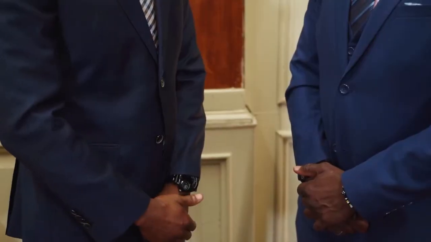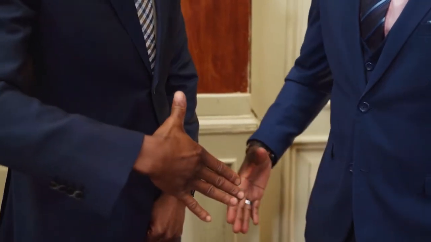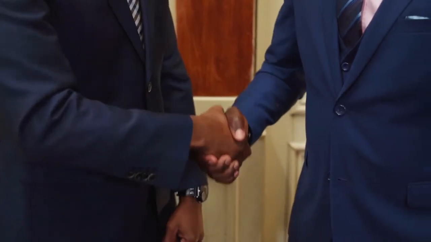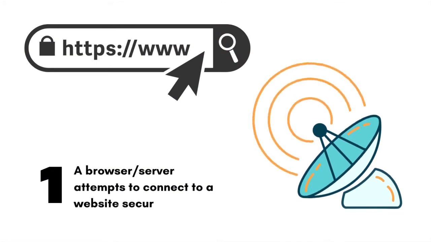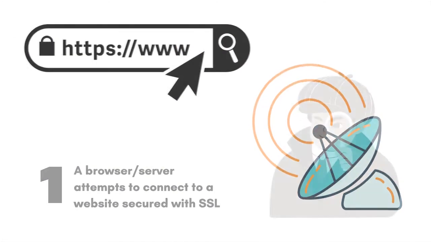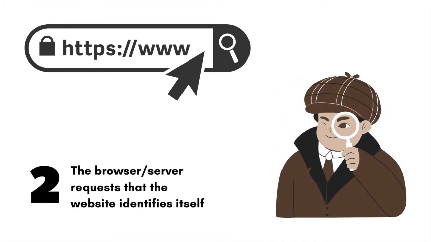The process of how this happens is sometimes referred to as an SSL handshake, but it has 6 basic steps, all of which take milliseconds to complete. First, a browser or server attempts to connect to a website secured with SSL. Then, the browser or server requests that the website identifies itself.